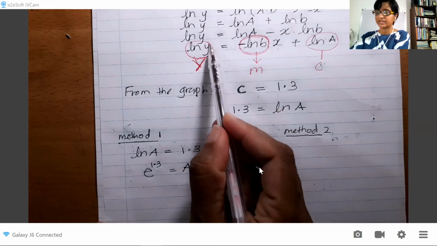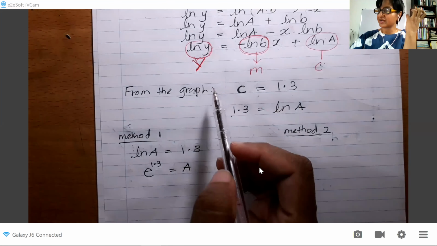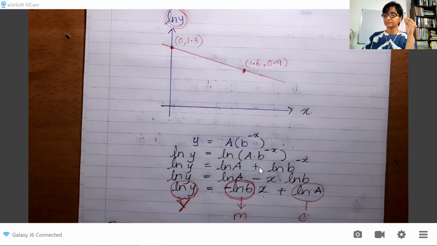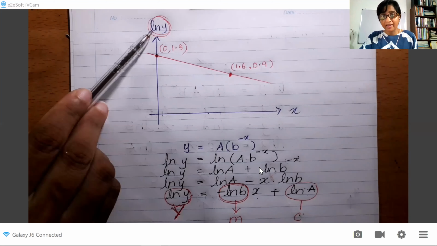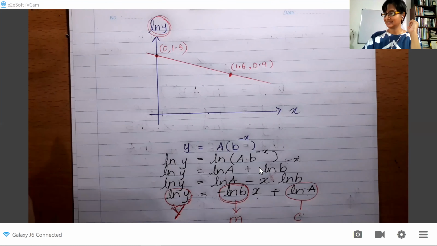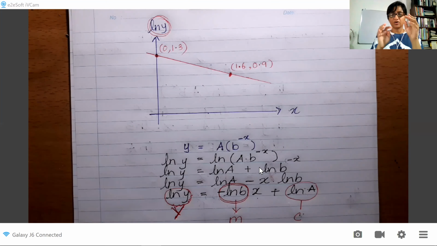If I call that whole thing capital Y, here the graph has been drawn by taking ln y as your y axis. Is that not clear? So it's different. Your x and y are your readings or your quantities. You have to find ln y of those readings and then plot against x for this particular one.